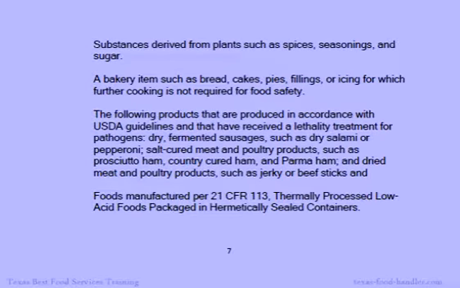Substances derived from plants such as spices, seasonings, and sugar. A bakery item such as bread, cakes, pies, fillings, or icing for which further cooking is not required for food safety. The following products that are produced in accordance with USDA guidelines and that have received a lethality treatment for pathogens: dry, fermented sausages, such as dry salami or pepperoni, salt-cured meat and poultry products, such as prosciutto ham, country cured ham, and Parma ham, and dried meat and poultry products, such as jerky or beef sticks, and thermally processed low-acid foods packaged in hermetically sealed containers.